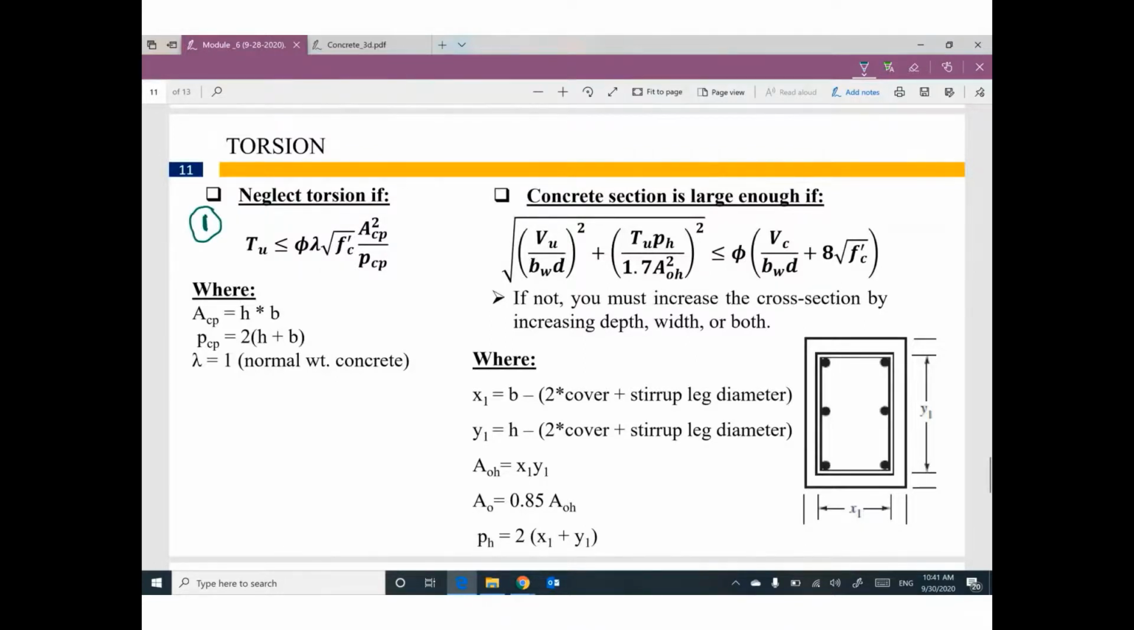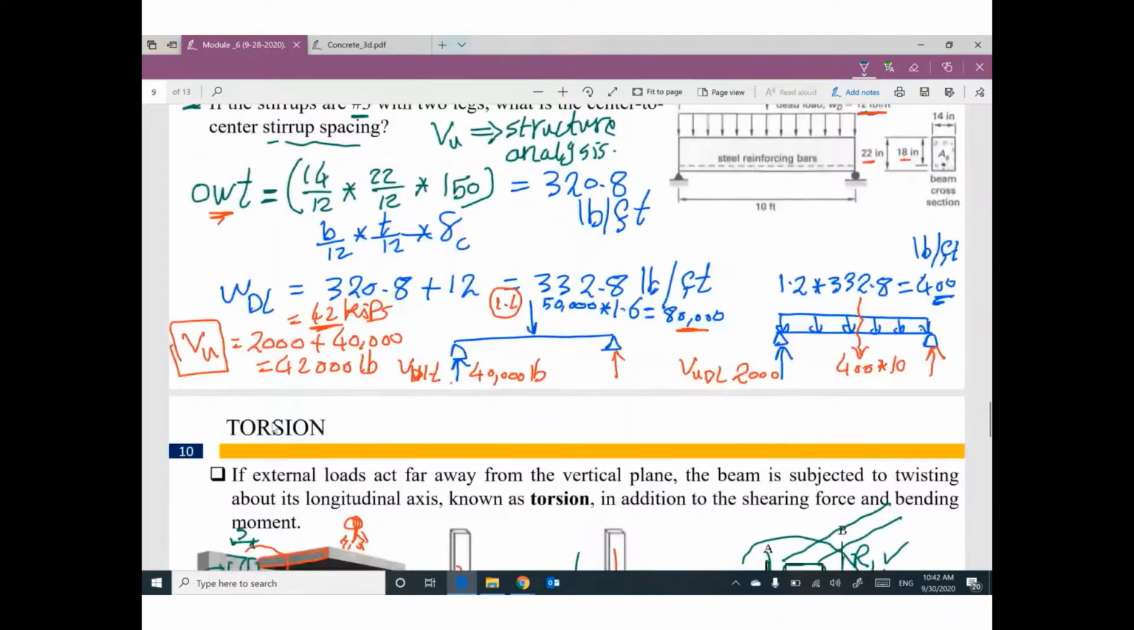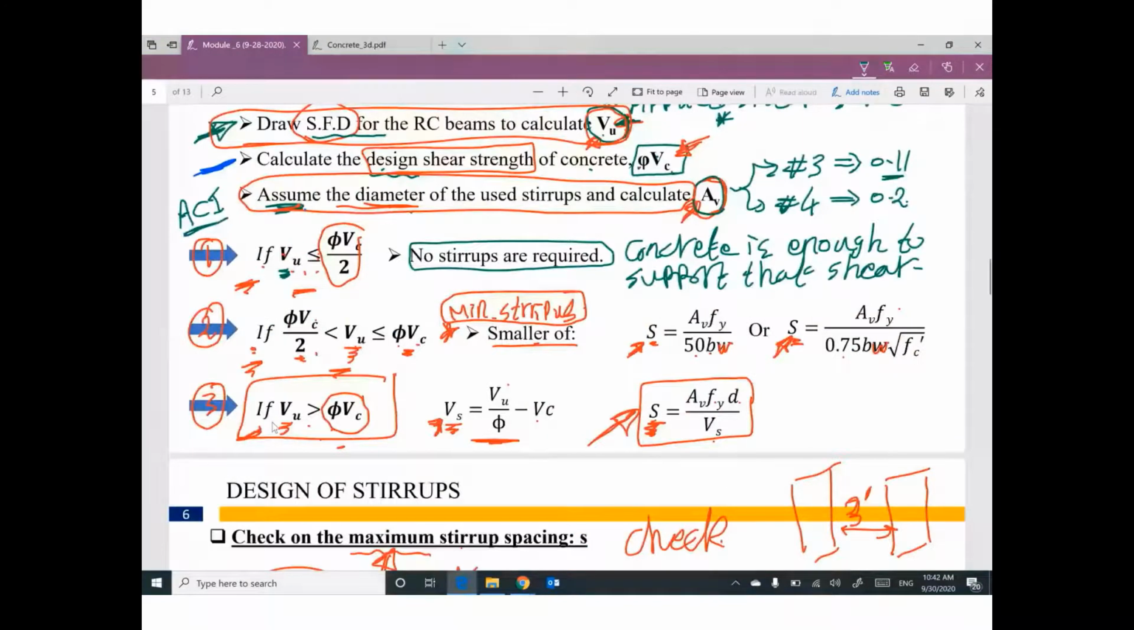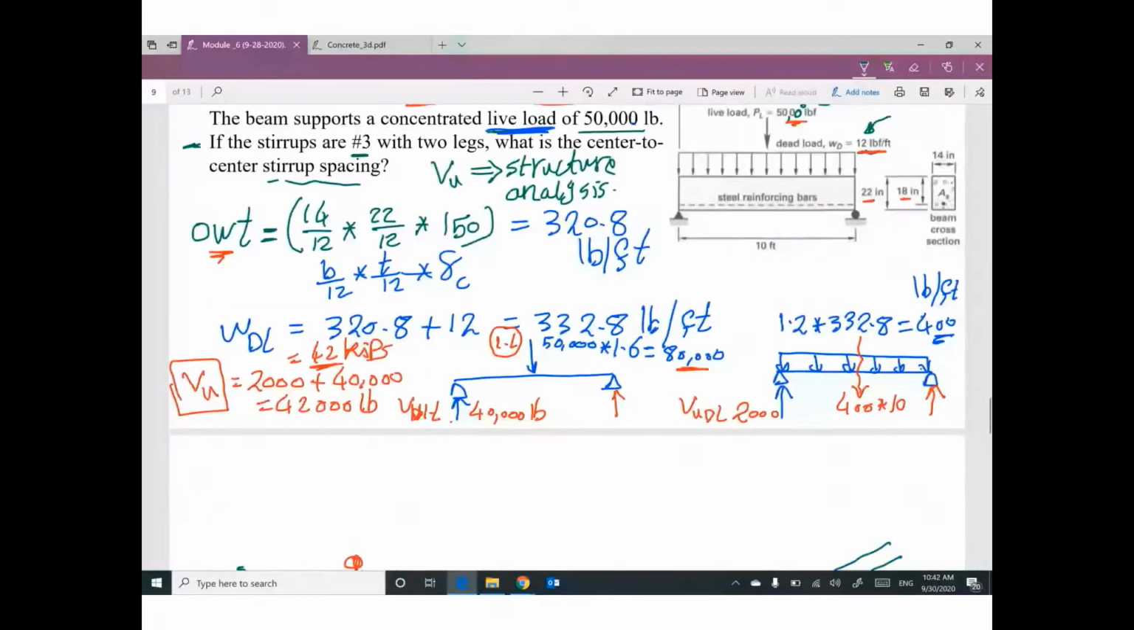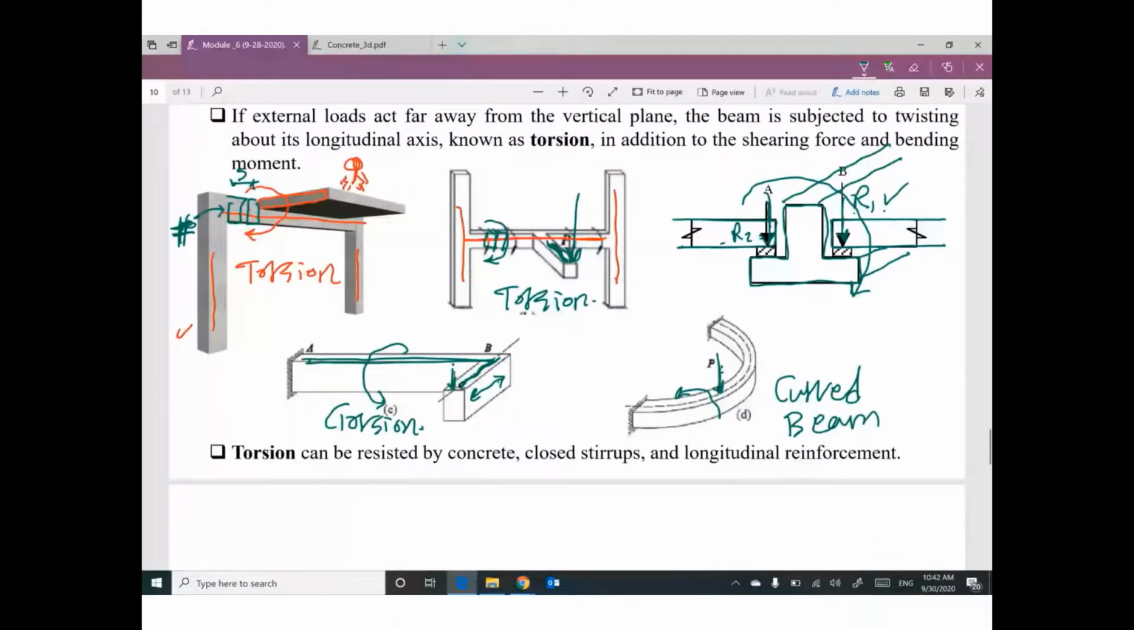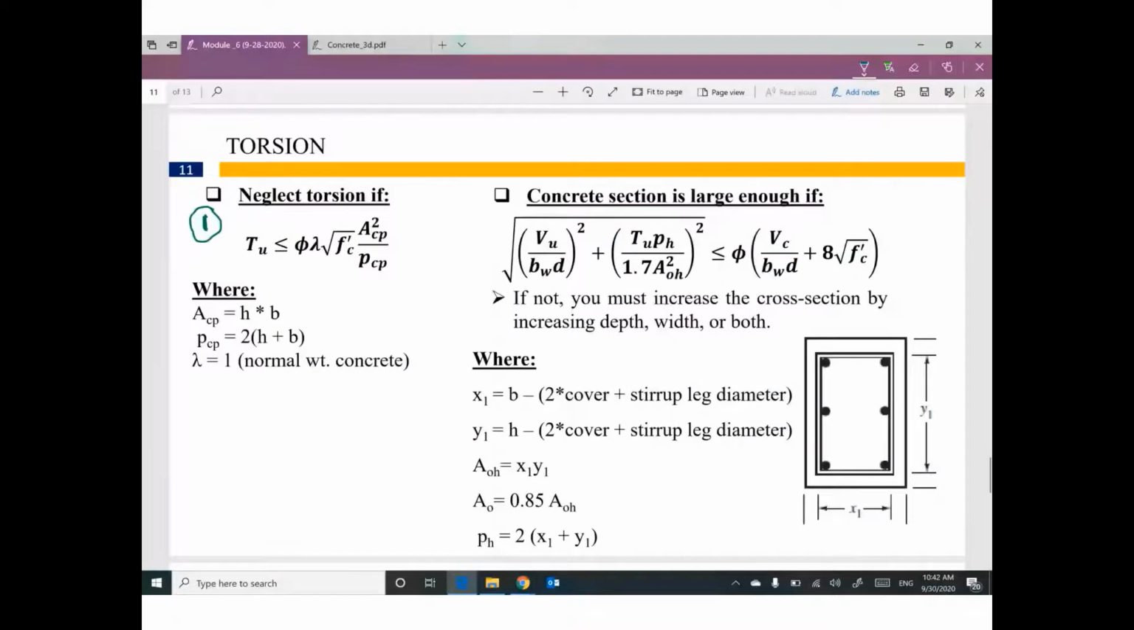The first one, we need to check if we can neglect this torsion. It's not large enough, so we can neglect it. Forget it. We have the same situation in shear. Do you remember? If V ultimate is smaller than or equal to phi Vc divided by 2, neglect. Neglect means no stirrups are required. Forget it. It's very small. Ignore it. The same situation here also. You can check. Probably the torsion is very small, so we can neglect it.